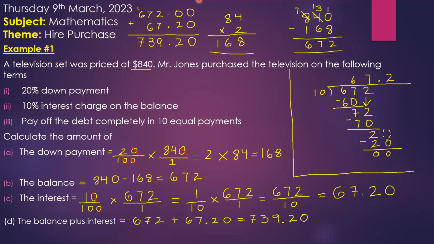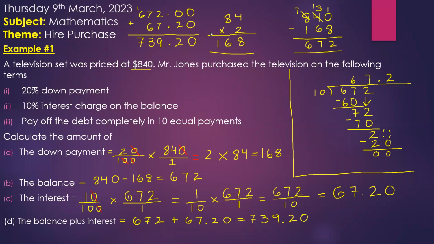And then for C, you have to find the interest. You do 10 over 100 times 672 over 1. You cancel out zeros and you get 1 over 10 times 672 over 1. That'll give you 672 over 10. I can't hear you anymore, Moisha. We can't hear you anymore.